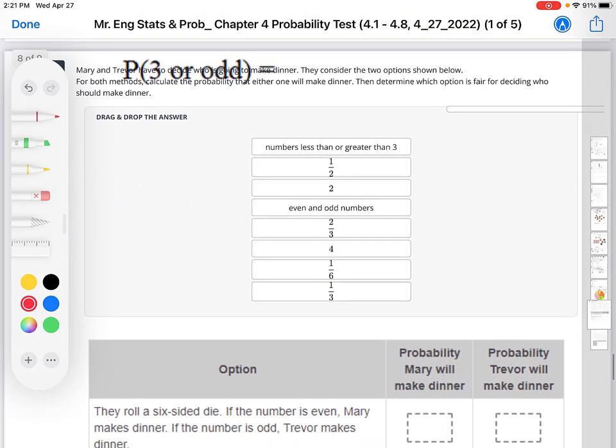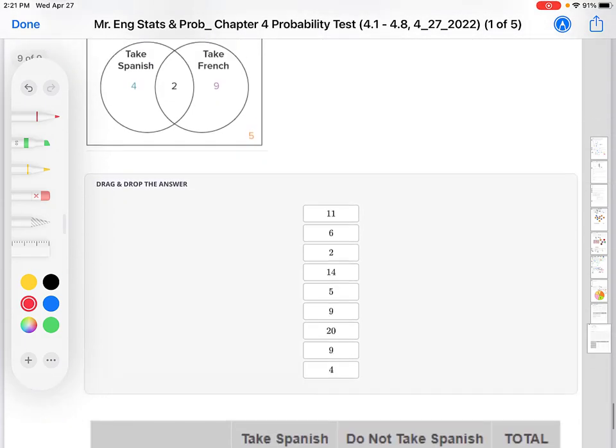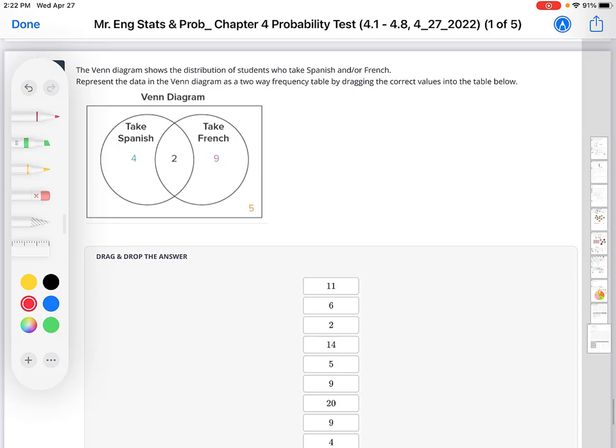Okay, let's see if we got the next one. Let's get this problem. All right. The Venn diagram shows a distribution of students who take Spanish and or French. Represent the data in the Venn diagram as a two-way frequency table by dragging the correct values into the table.